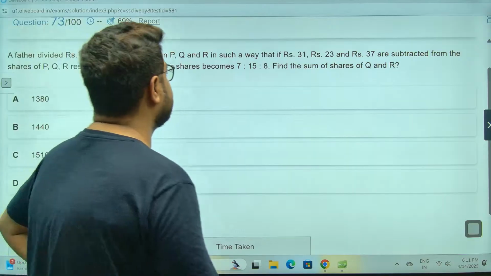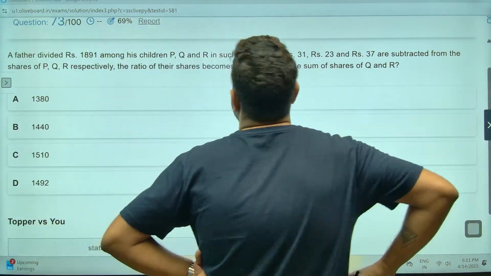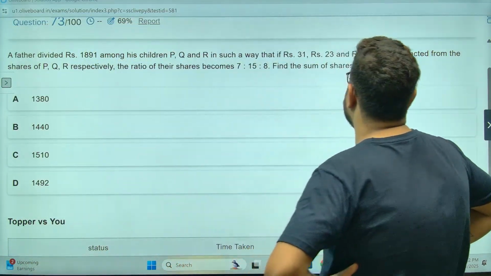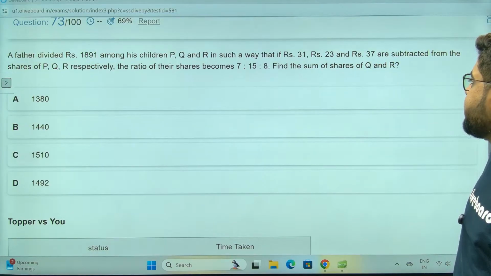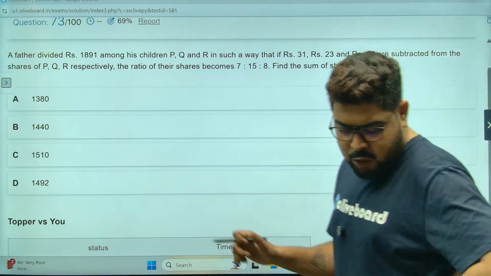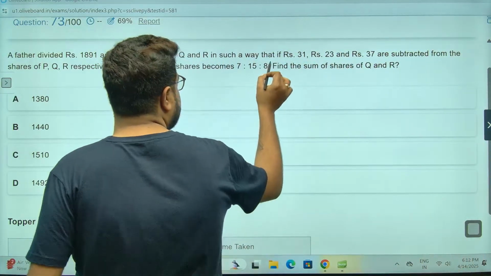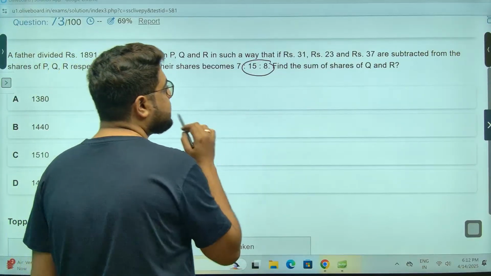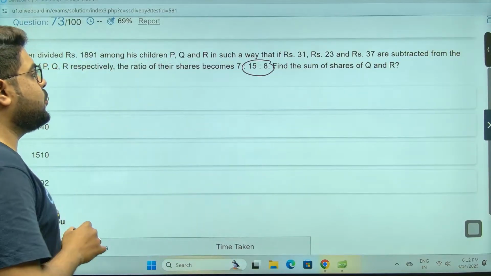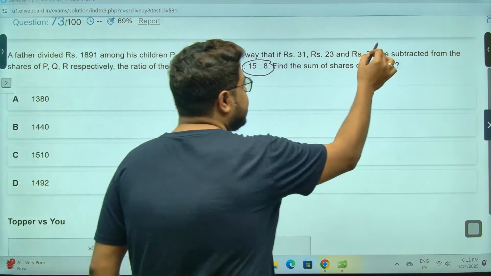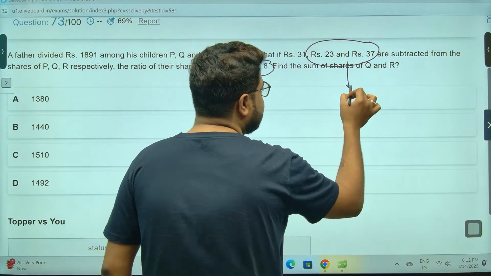We don't need anything, sir. Wait. Okay, sir, Q and R only they are talking about, right? Q and R means 15 and 8. But before that, we have to subtract 23 and 37. Totals are 60.